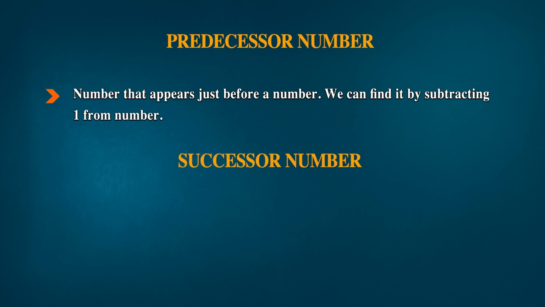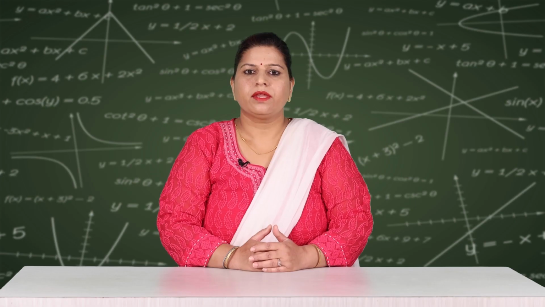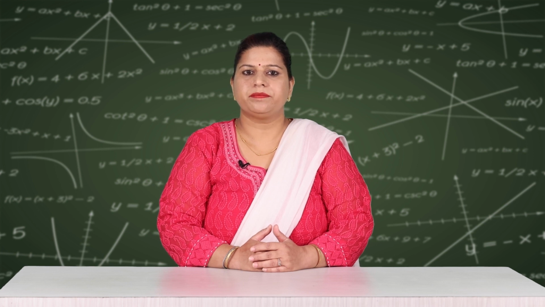Next is successor of a number. Successor of a number is the number that comes just after this number. For example, 7 is the successor of 6 and 50 is the successor of 49. We can find it by adding 1 to the number. If we add 1 to a number, we get its successor.